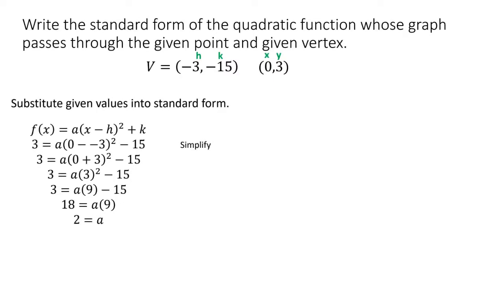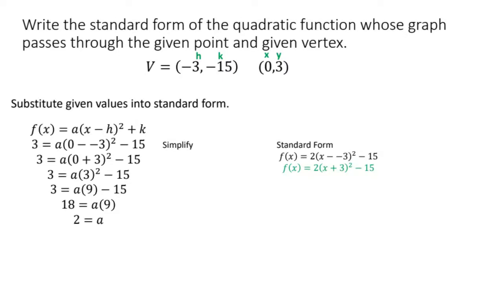So when we do that, we get a is equal to 2. Now all we have to do is, now that we have a, we plug the vertex into the standard form, the h and k and the a of 2. So 2 times x minus 3 squared minus 15.